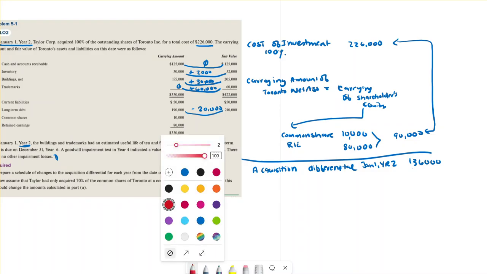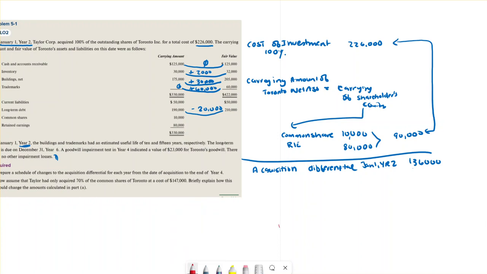But before we get there, let's put it in. What we're going to do is allocate the difference to our assets and liabilities first, and the leftover balance will go to my goodwill. First one is my inventory. My inventory increased by $2,000. Then we have a building, which is your net amount, and the building has gone up by 30,000.